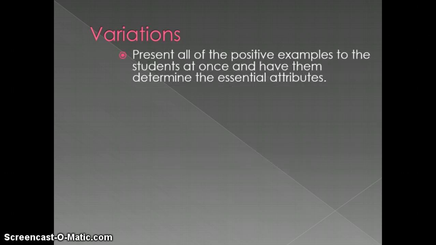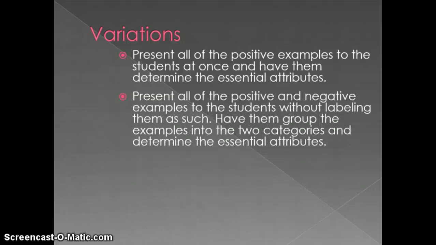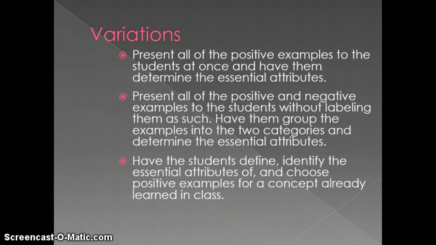Some variations. Present all of the positive examples to the students at once and have them determine the essential attributes. You could present all of the positive and negative examples to the students without labeling them, and have the students group the examples into two categories and figure out the essential attributes that help them group them. You could have the students define, identify the attributes of, and choose positive examples for a concept that they've already learned.